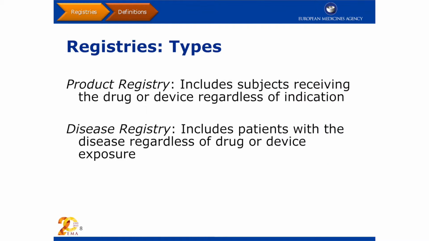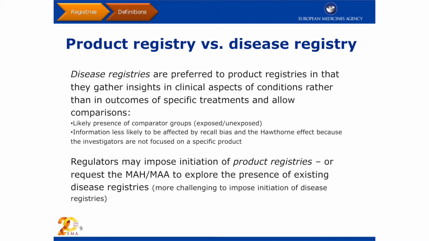So you can distinguish two types of registries, that are product registries and disease registries. I think that for learned societies, academic societies, disease registries are much more common, whereas in the regulatory world we rely mostly on product registries, and I will explain why then. Clearly, the disease registries are definitely much more useful, and are the preferred way to collect information for several reasons.